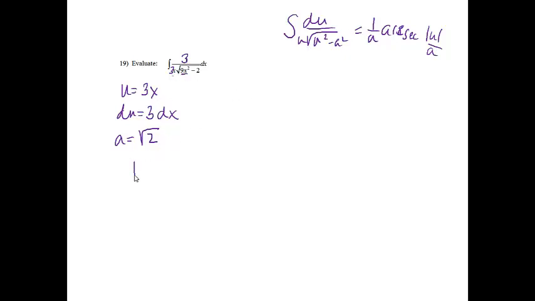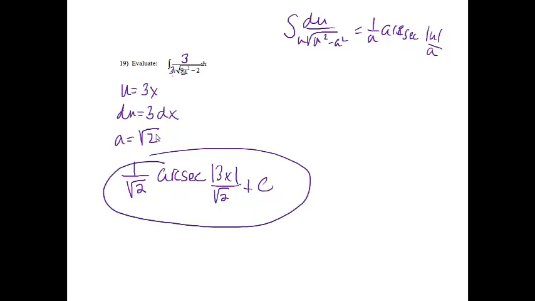I'm just going to follow the formula. It's going to be 1 over a, so 1 over the square root of 2, arc secant of the absolute value of u over a, which is the square root of 2, plus c. So that will be my answer for that one.